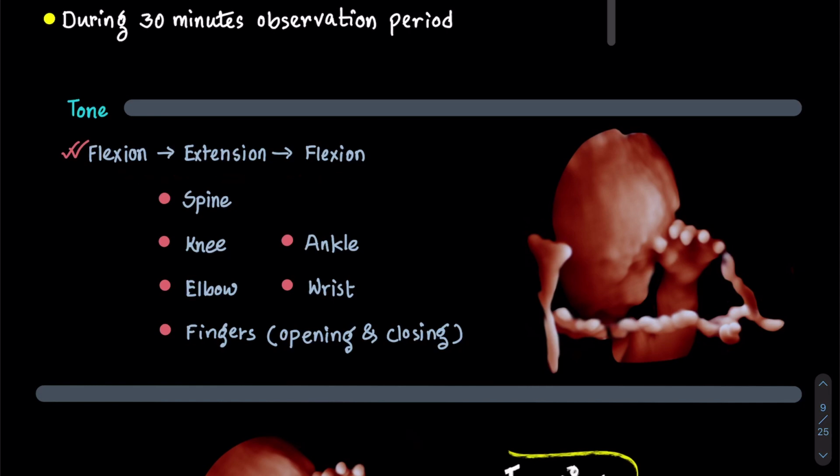Now where to see these movements? Any joint you want, in my opinion, to make it easier. Manning and his team suggested to see these on spine. Well, sometimes that may not be enough to give mark. So you can see flexion, extension, flexion of knee, elbow, wrist or ankle. Opening and closing of the hands can also be counted.